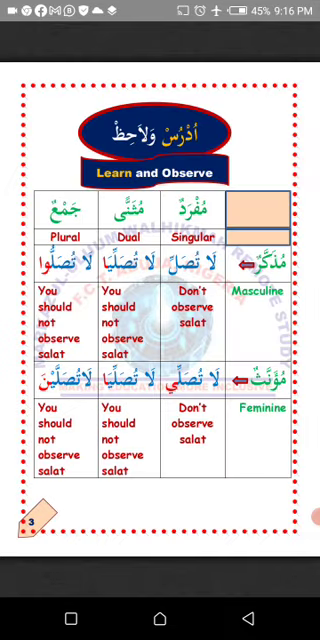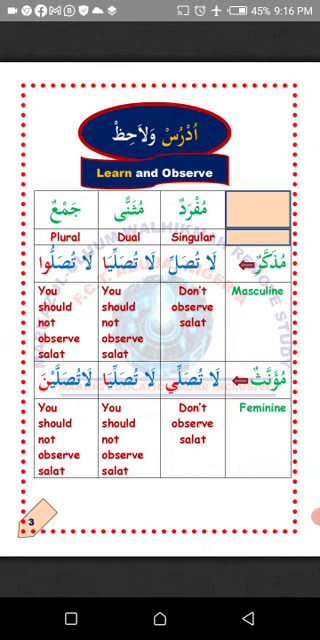Udurus, learn. Walahis, and observe at the same time. Udurus, study. Walahis, and observe at the same time. Mufradun, singular. Muthanna, dual. Jamu, plural. Mufrad, singular. This is a word in Arabic that means only one. Muthanna, dual. This is a word in Arabic that means only two. Jamu, plural. This is a word in Arabic that means more than two, from third upward.